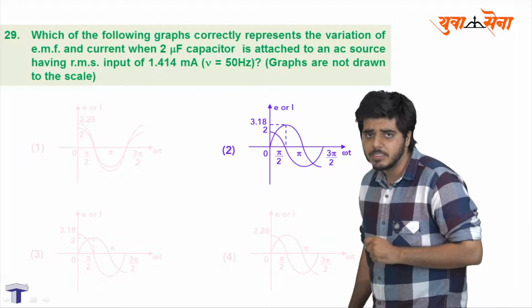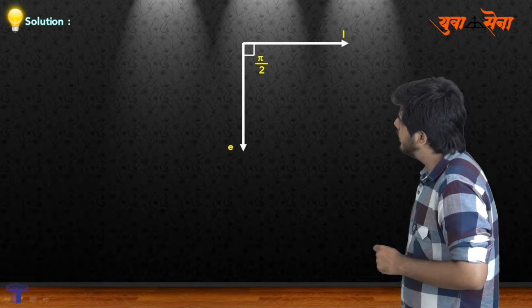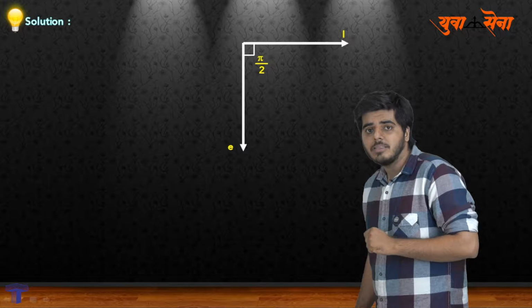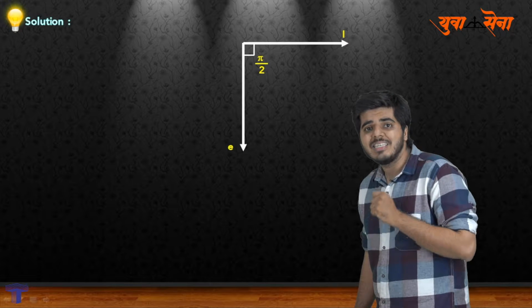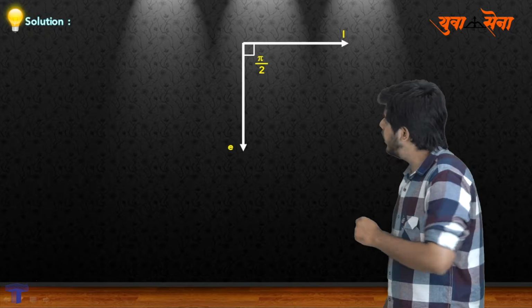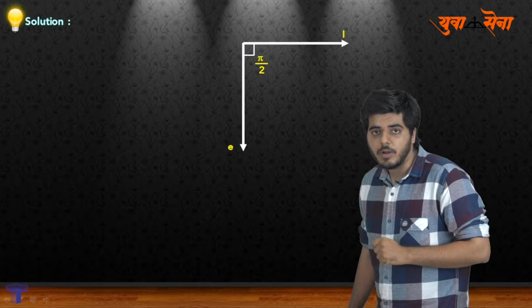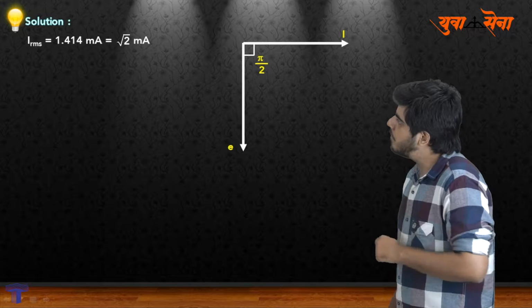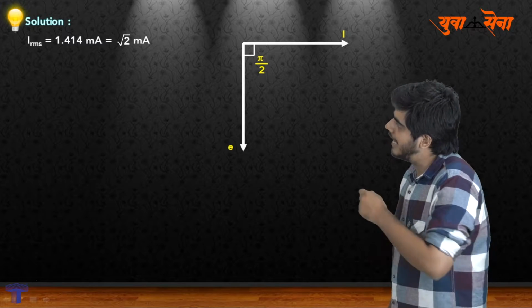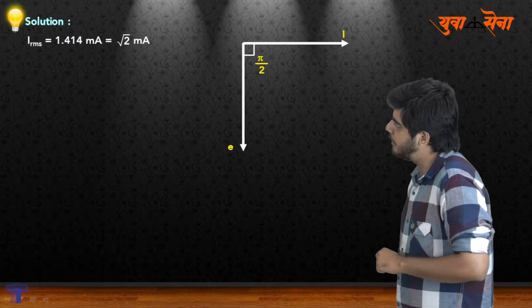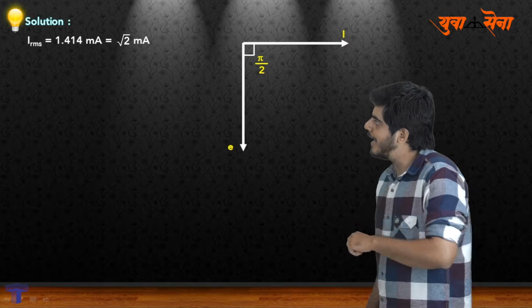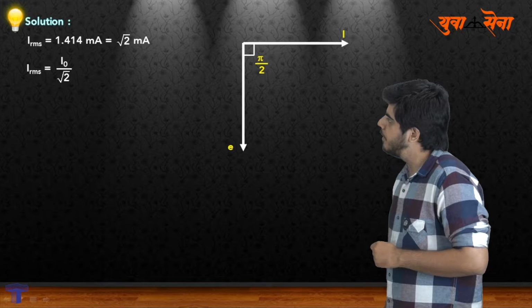Now let us see how our second graph is correct and the rest of the graphs are wrong. Now moving to the solution, if I'm going to take a pure capacitor, my current always leads my voltage by an angle of pi by 2. Means in the case of a capacitor, my current is leading my voltage by an angle of pi by 2. IRMS is given as 1.414 milliampere, and 1.414 is root 2. So I'm getting the value of IRMS as root 2 milliampere.